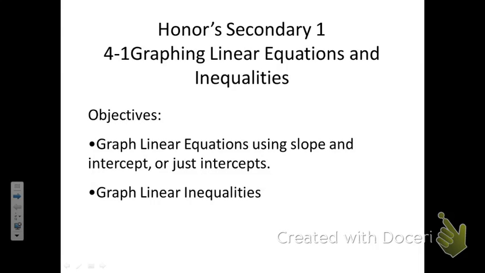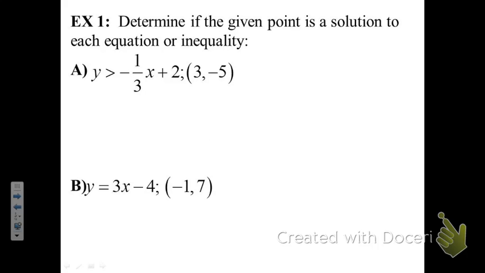All right, our objectives today for our 4-1 assignment will be to graph linear equations using slope and intercept, or just the intercepts, and then we'll also graph linear inequalities. Okay, example 1 says to determine if the given point is a solution to each equation or inequality.